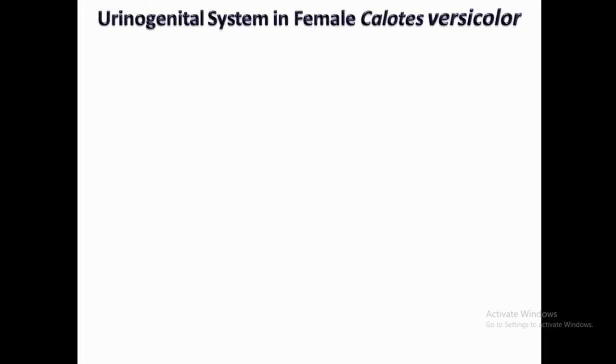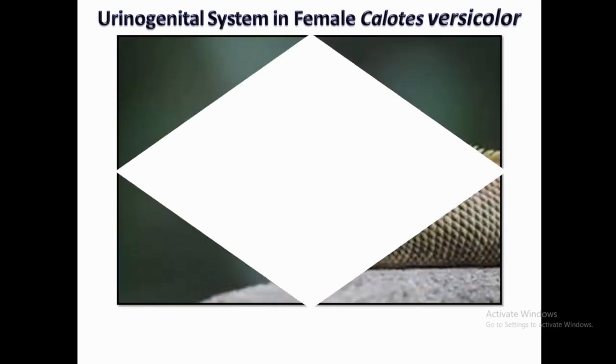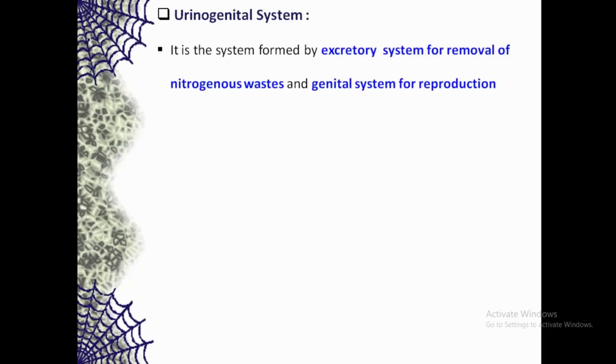Today, we are dealing with the urinogenital system in female Calotes versicolor. Now, what is the urinogenital system? The urinogenital system is formed by two different systems, that is, the excretory system, which is for removal of the nitrogenous wastes, and the genital system for reproduction purpose. Thus, the urinogenital system is formed by the association of these two systems, namely the excretory system and the reproductive system.